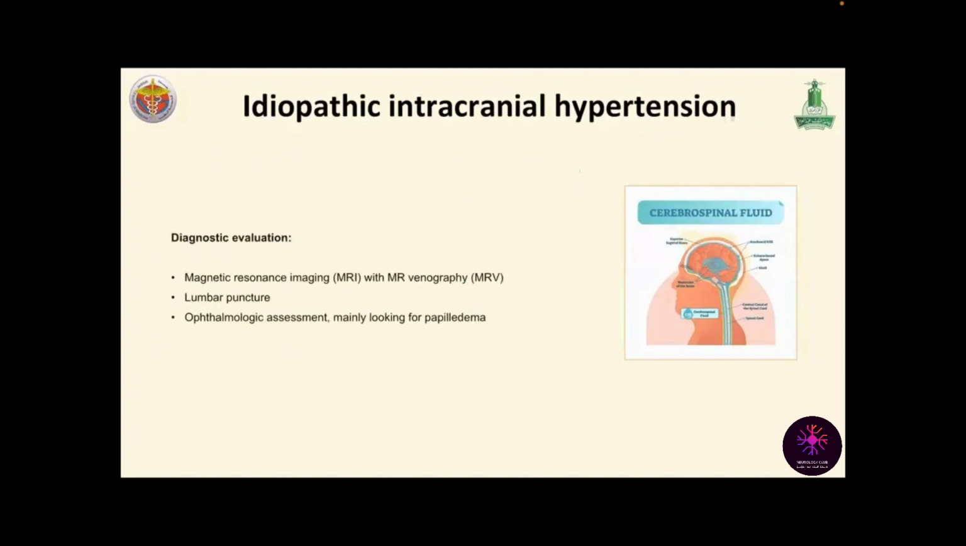So for the evaluation, we usually start with MRI with MRV, primarily to exclude secondary causes. Nonetheless, there are some abnormalities that can be detected that are suggestive of IIH, like flattening of the posterior scleral surface or an empty sella turcica. After the imaging, we would proceed with the lumbar puncture to measure the opening pressure, which is typically high in IIH, and remember that the CSF composition should be normal. An important part in the assessment is the ophthalmological examination, primarily looking for papilledema, and later on, of course, monitoring the disease progression and treatment response.